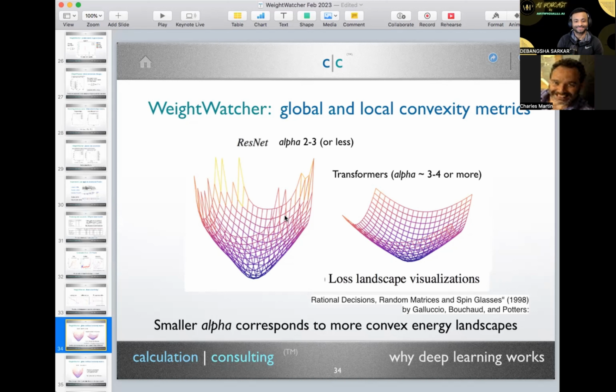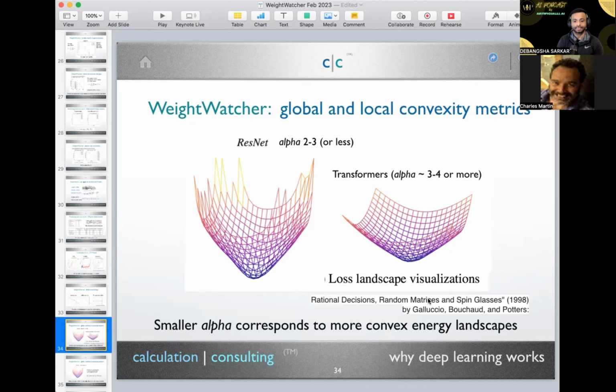So the idea is that what we believe is that alpha characterizes the global convexity of what in physics is called an energy landscape. Here I'm showing you the loss landscape, which is a little different than the energy landscape, but there's some work that shows if you look at the loss landscape of ResNet versus a transformer, the ResNet models are more convex. They're sharper, where the transformers are flatter. And there are some papers on this.